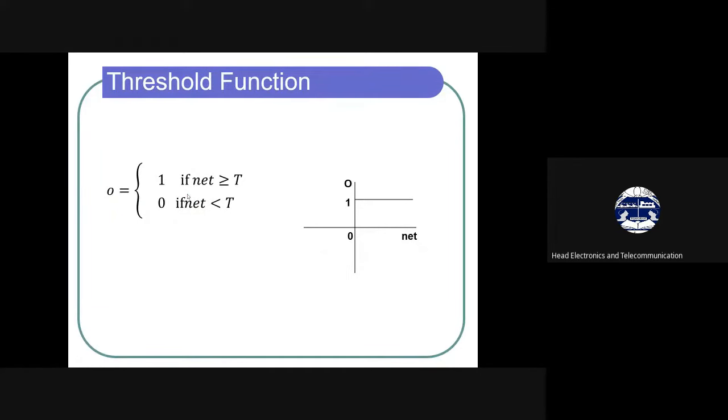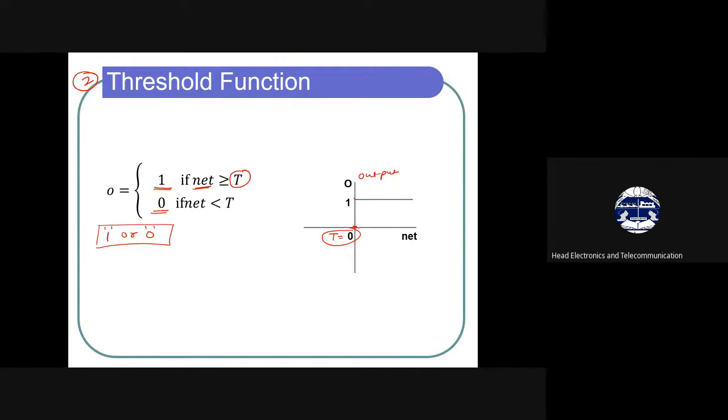Next is the second type, called the threshold function. You produce some output, which is 1 or 0. There are only two steps. It is a threshold function which produces 1 whenever your net value is greater than some threshold. Now suppose the threshold is equal to 0 in this case. So this is my 0.